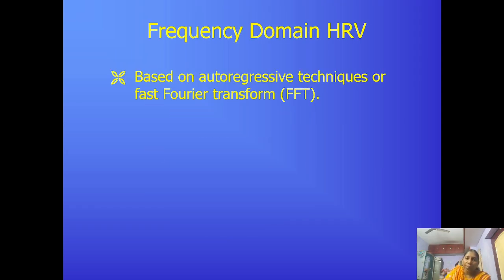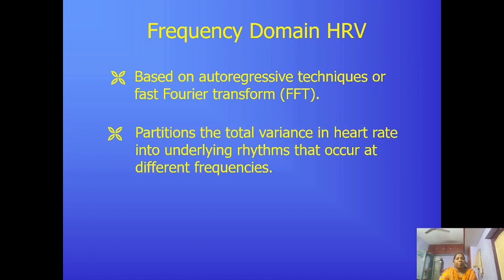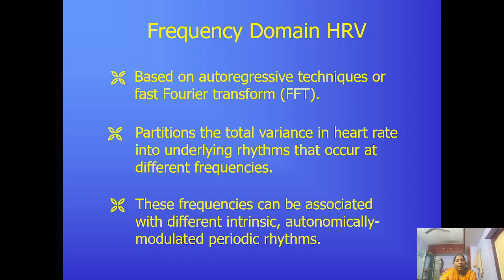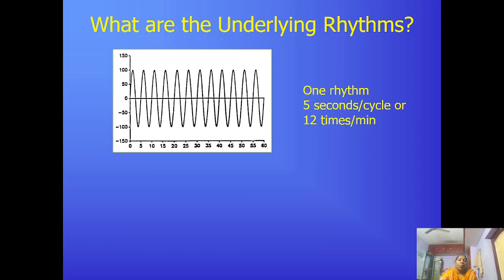Now the frequency domain HRV. The frequency domain is mostly based on the autoregressive technique or the fast Fourier transform. Here they partition the total variance in the heart rate into underlying rhythms, which occur at different frequencies. Now, what are the underlying rhythms?